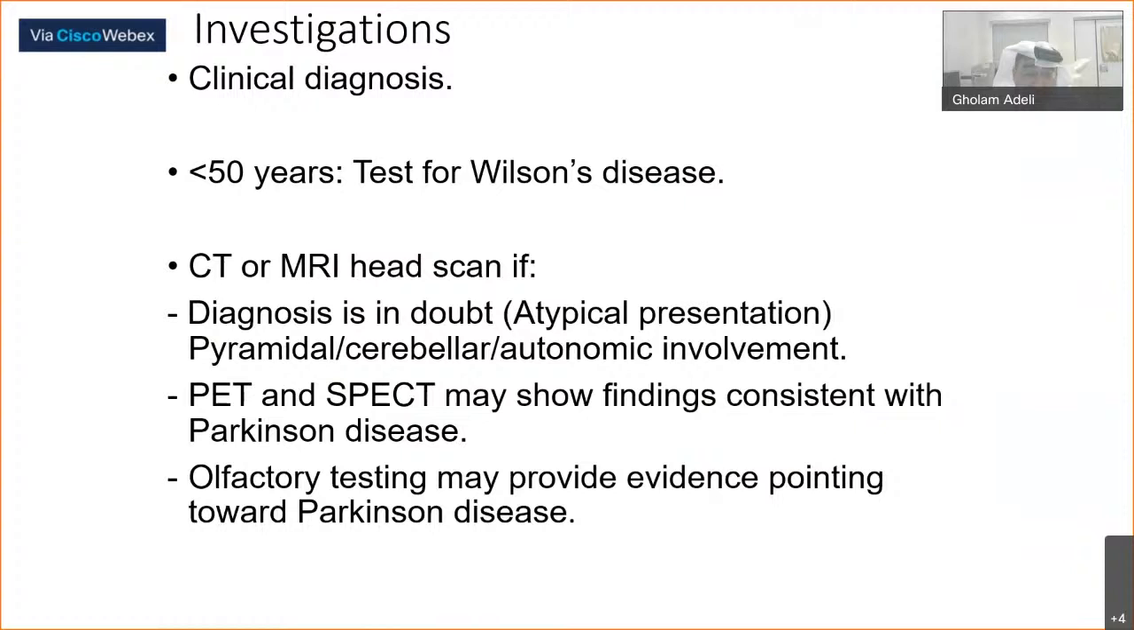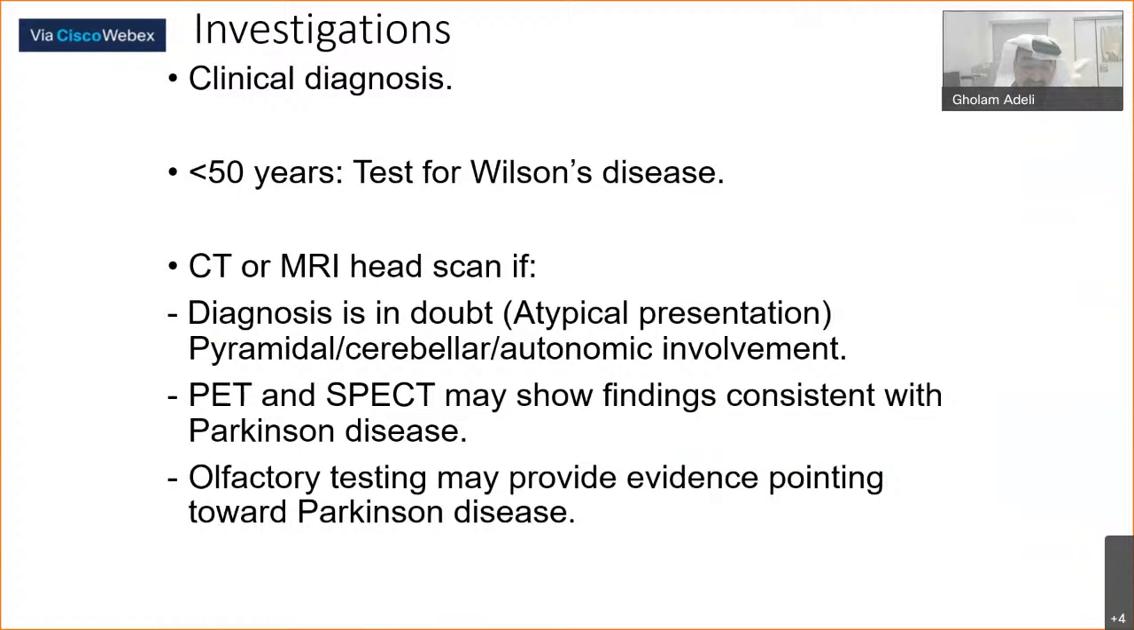A CT or MRI head scan if the diagnosis is in doubt, like an atypical presentation. What is an atypical presentation? As we mentioned, somebody has cerebellar findings, some others have vertical gaze involvement, somebody has prominent falls. So these are the ones where you have to do neuroimaging, not always indicated. PET or SPECT may also help you to diagnose Parkinson's disease. Olfactory testing is now also being used for the pre-motor stage, because it is a simple way of testing, and it also points at degenerative diseases like Alzheimer's disease.